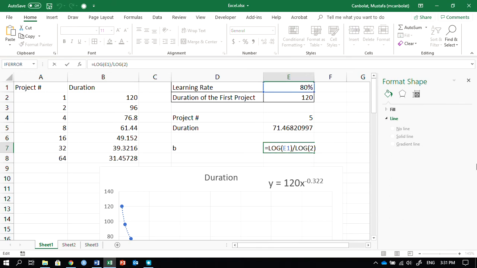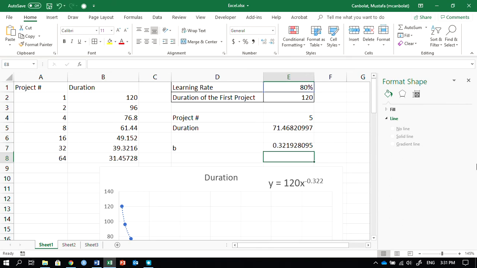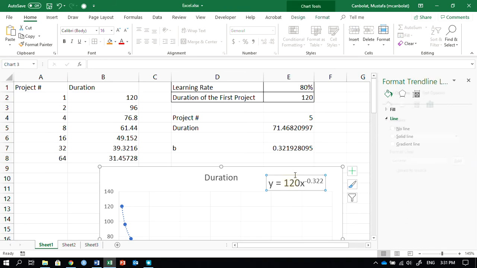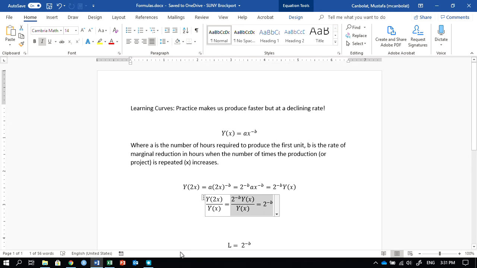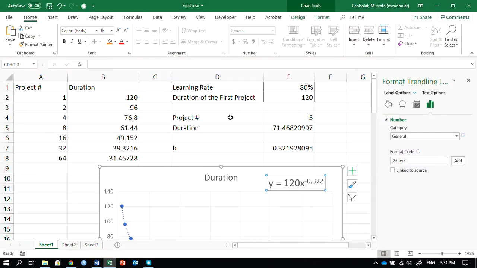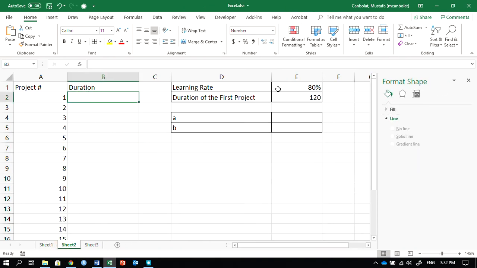Okay, so this is going to be a negative number, and this is going to be a times x to the negative b, x to the negative b. So which is here, a times x to the negative b. Okay, in that case, what we could do is directly put our information, and we can say that for project number 1, 2, 3, we can find all those durations.